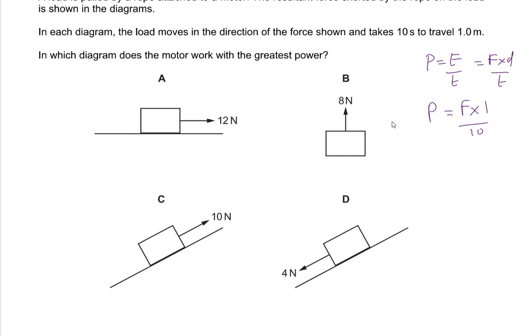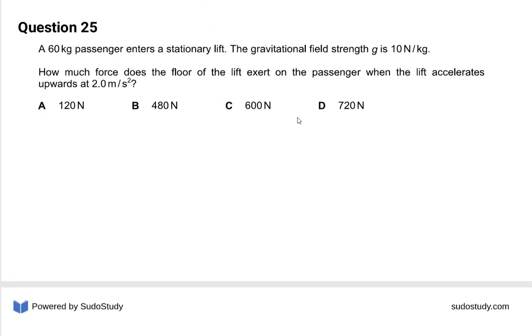Now let's take a look. This one, power is going to be 0.1 times 12. This one is in the same direction, 0.1 times 8. This one is going to be 0.1 times 10. And by default, you know that A is going to be greater, because everything is 0.1 times the number, and 12 is the biggest one here. Let's move on.